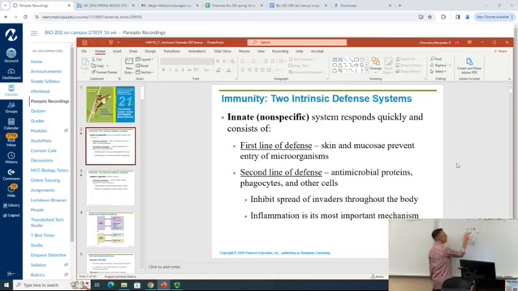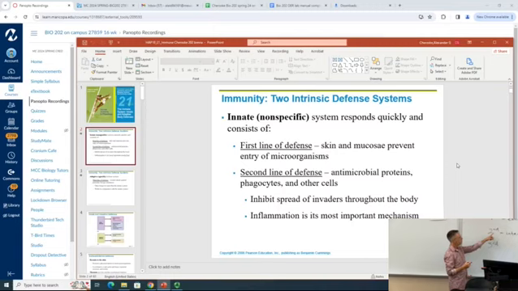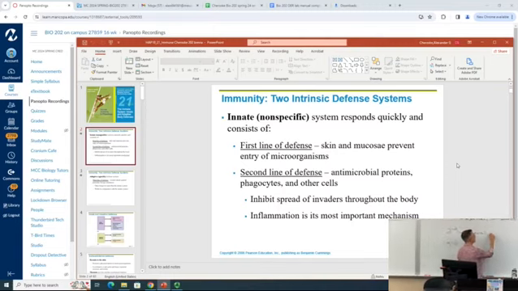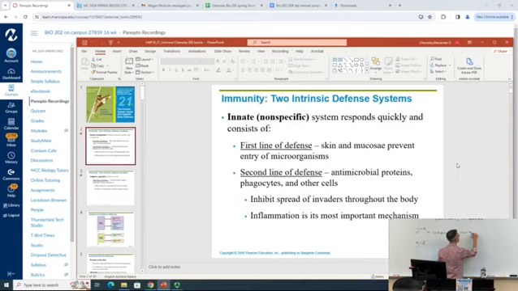Anyway, all right, so internal then. Second line of defense is going to be internal. We made it past the external defenses. Now we have some internal defenses. These parts of the second line of defense are going to be inside the body now, fighting things off, but these also will be non-specific.